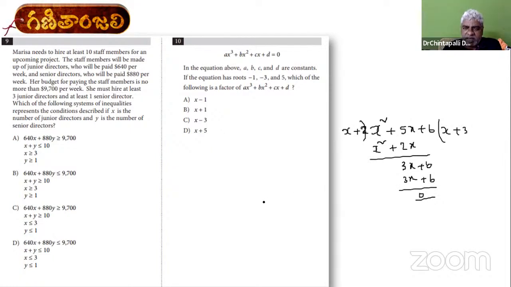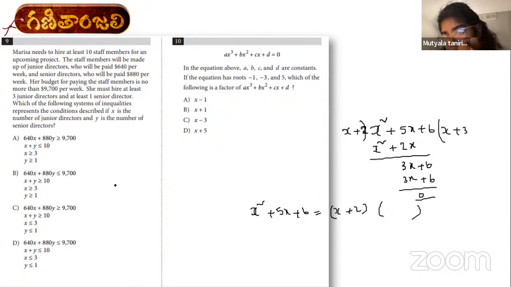So it's very clear that x square plus 5x plus 6 is equal to x plus 2 into something. We are not writing that; it's not necessary for us. But we should know: if x plus 2 is a factor of x square plus 5x plus 6, then this term is equal to x plus 2 into something, right? Yes, sir. Got it.